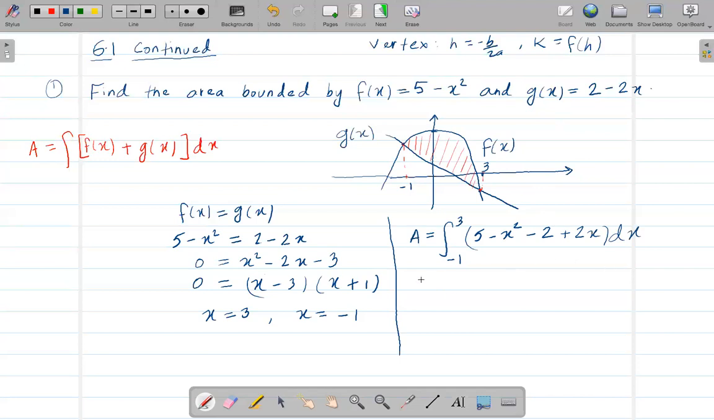Okay, so negative 1, 2, 3, 5 minus 2 is positive 3 plus 2x minus x squared dx. So after this, I guess you guys can do this, right? Because I've done similar problems a lot in the previous lectures. So yeah, you guys can do this, and the answer will be 79/6.